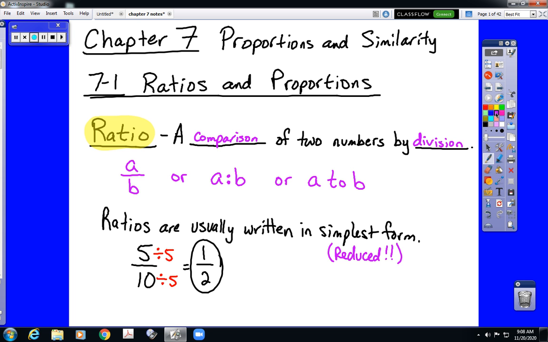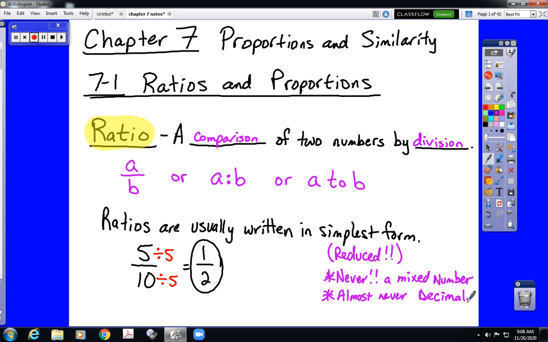Now, it's worth noting that there are several other things that we are never going to do here. We are never going to provide a mixed number for a ratio. Ratios are never, ever mixed numbers. And we are almost never going to use a decimal.